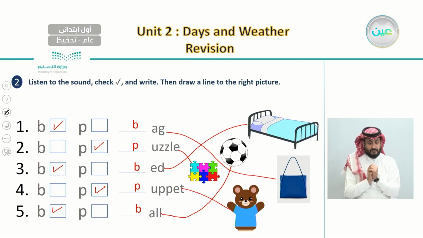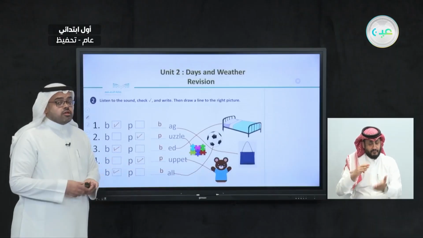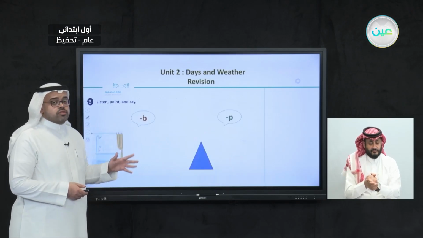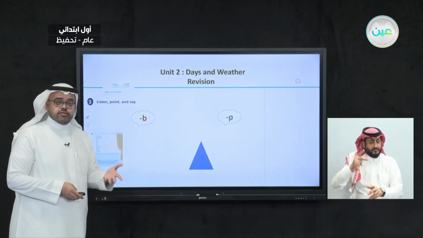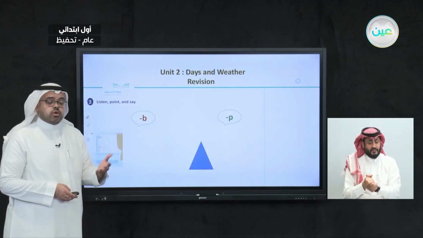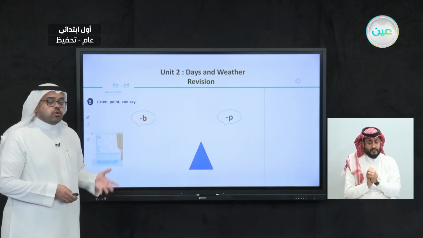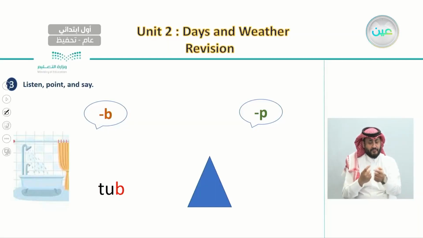So here you go. This is how we answered this exercise last time. Now, we didn't only practice words that start with B or P, but also words that end with B and P, like these two examples. An example of a word that ends with B is tub, as in bathtub. Tub. And also an example of a word that ends with the letter P, which is top. Top. So here we have tub, and here we have top.